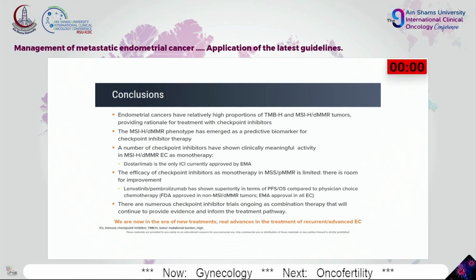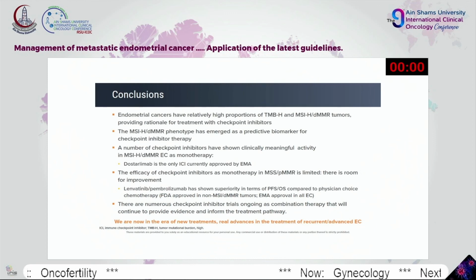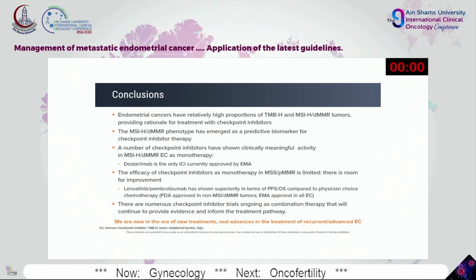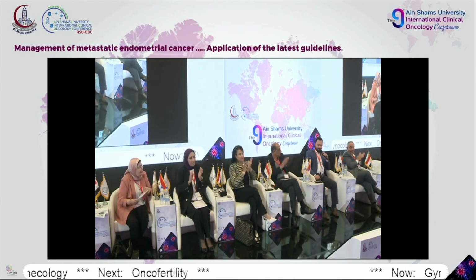There are numerous checkpoint inhibitor trials ongoing, as I showed you, either IO alone versus chemotherapy, or IO plus chemotherapy versus chemotherapy, and we are waiting for the answer to the question, will IO replace chemotherapy in first line? Still, it is applied in second line and third line. We are now in the era of new treatment and real advances in the treatment of recurrent advanced endometrial cancer. And sorry for being late. Thank you for your attention.